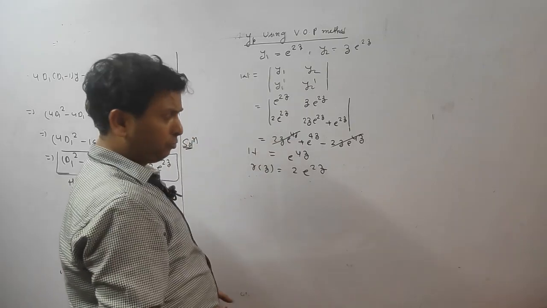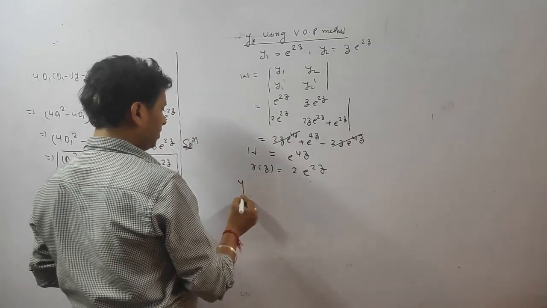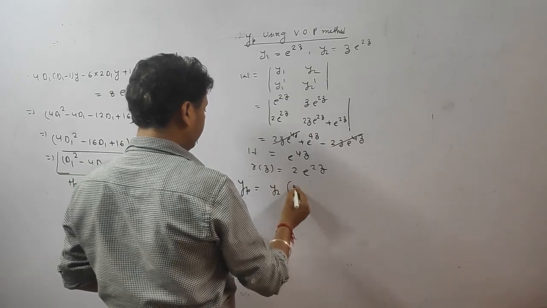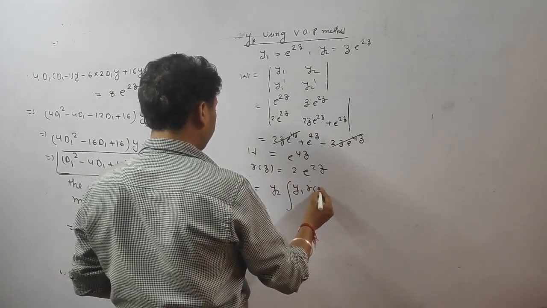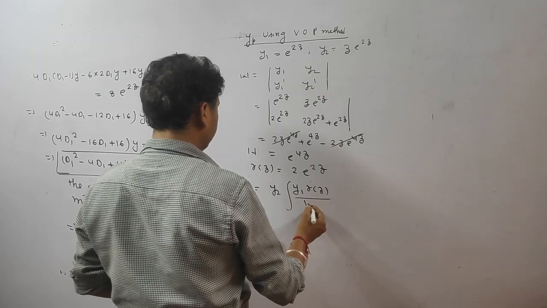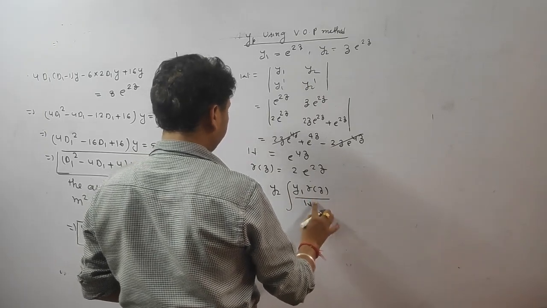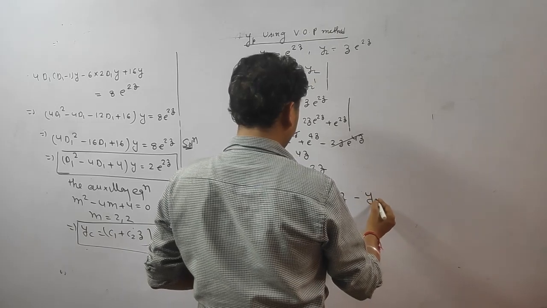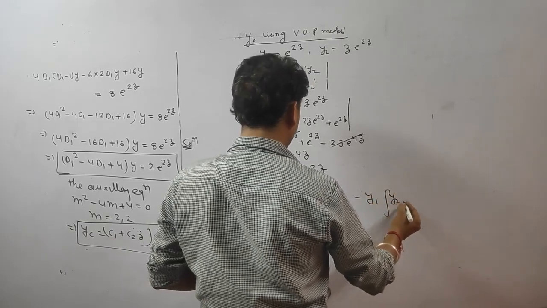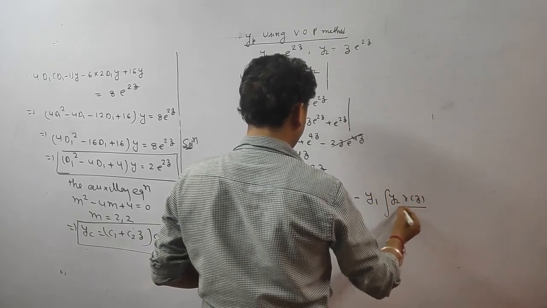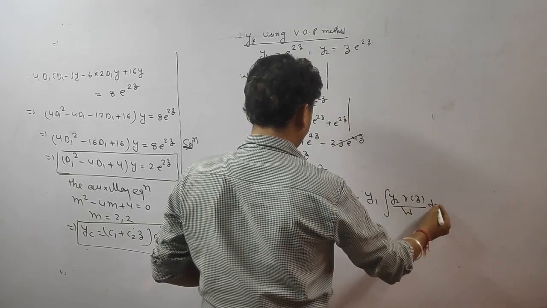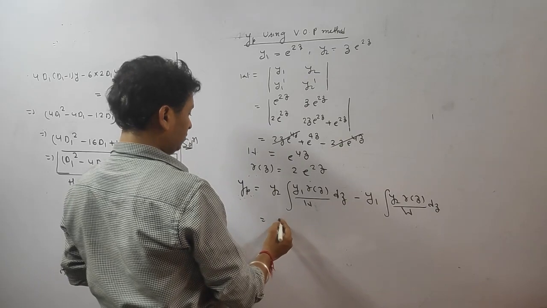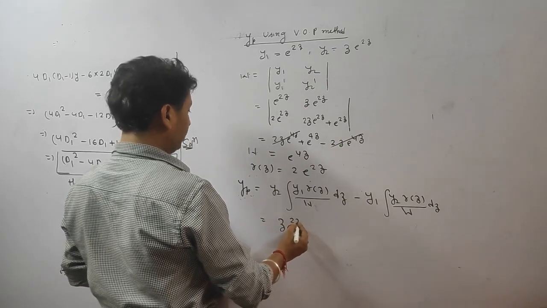Now you have to use formula. So formula is, what is Yp? Y2 integration Y1 RZ upon W dz minus Y1 upon W dz. What is your Y2? Z e to the power 2z.